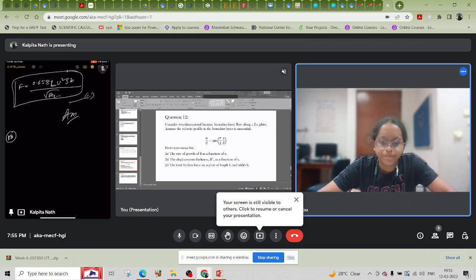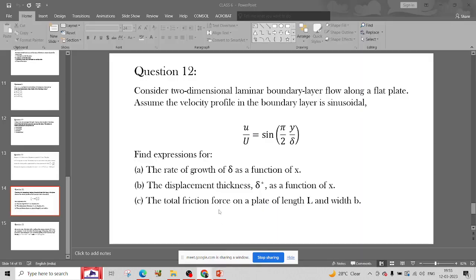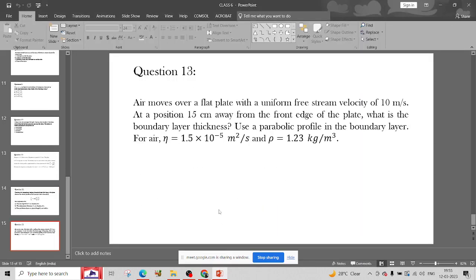Okay, let me share with you question number 30. Air moves over a flat plate with a uniform free stream velocity of 10 meter per second. At a position of 15 centimeter away from the front edge of the plate, what is the boundary layer thickness? Use a parabolic profile in the boundary layer. The viscosity is this and the density is this.